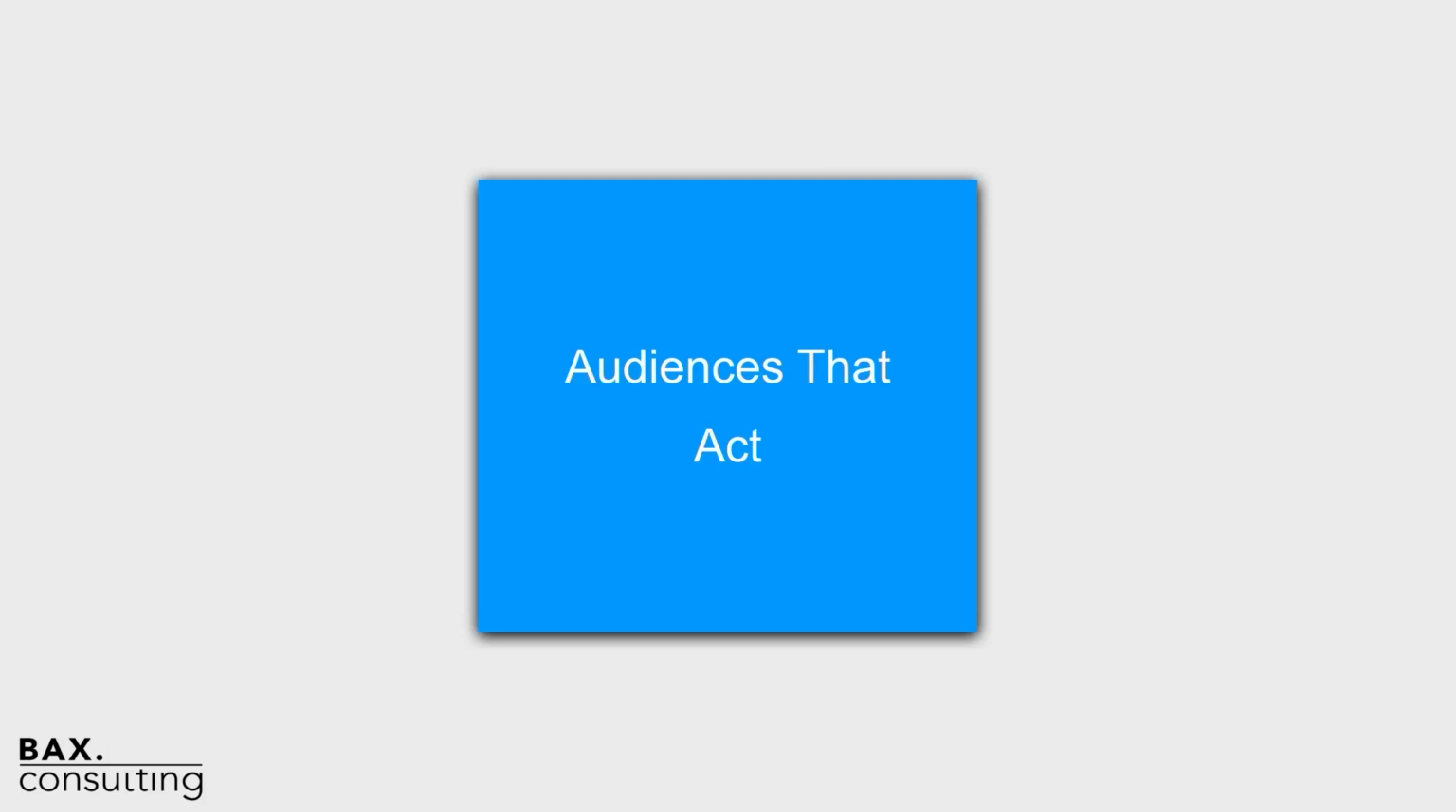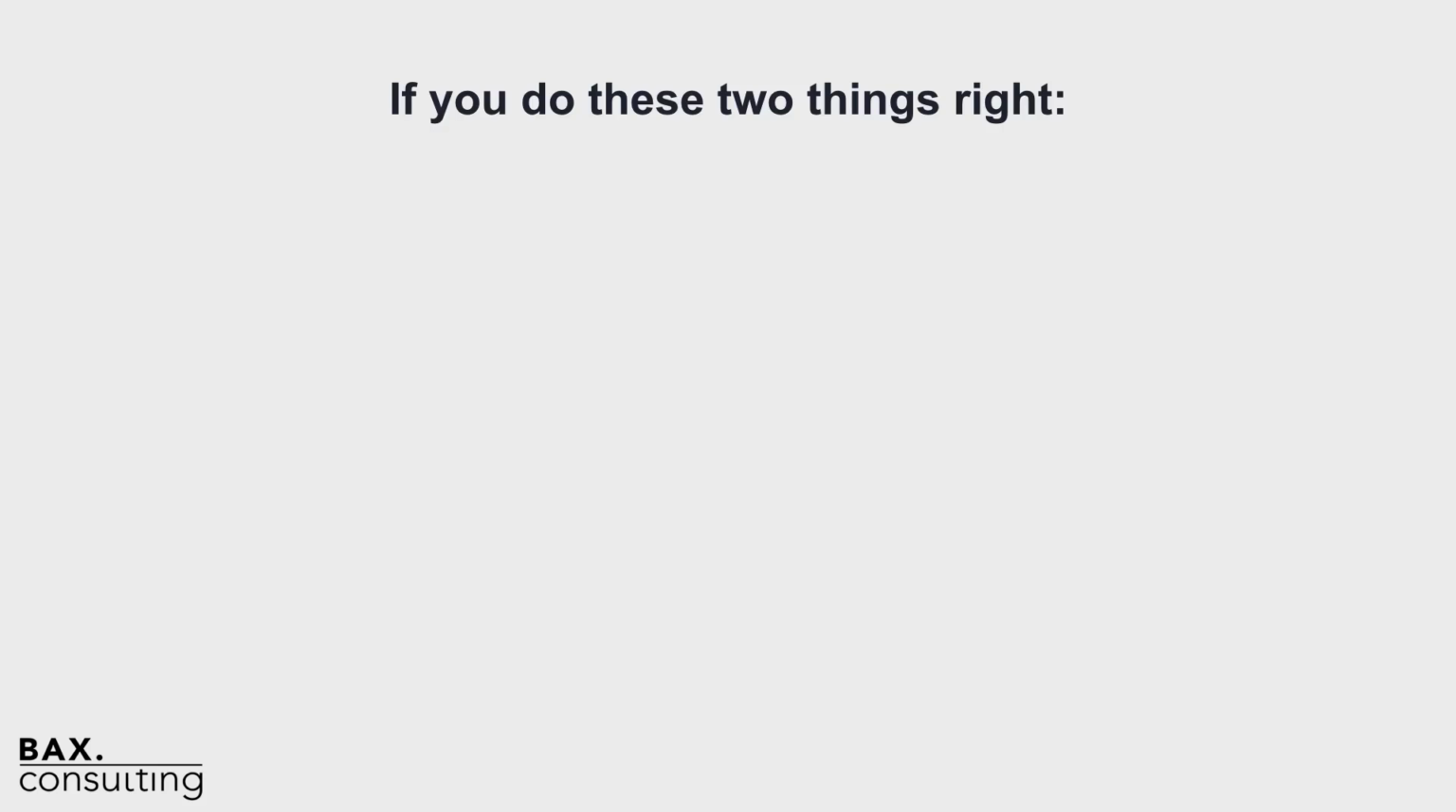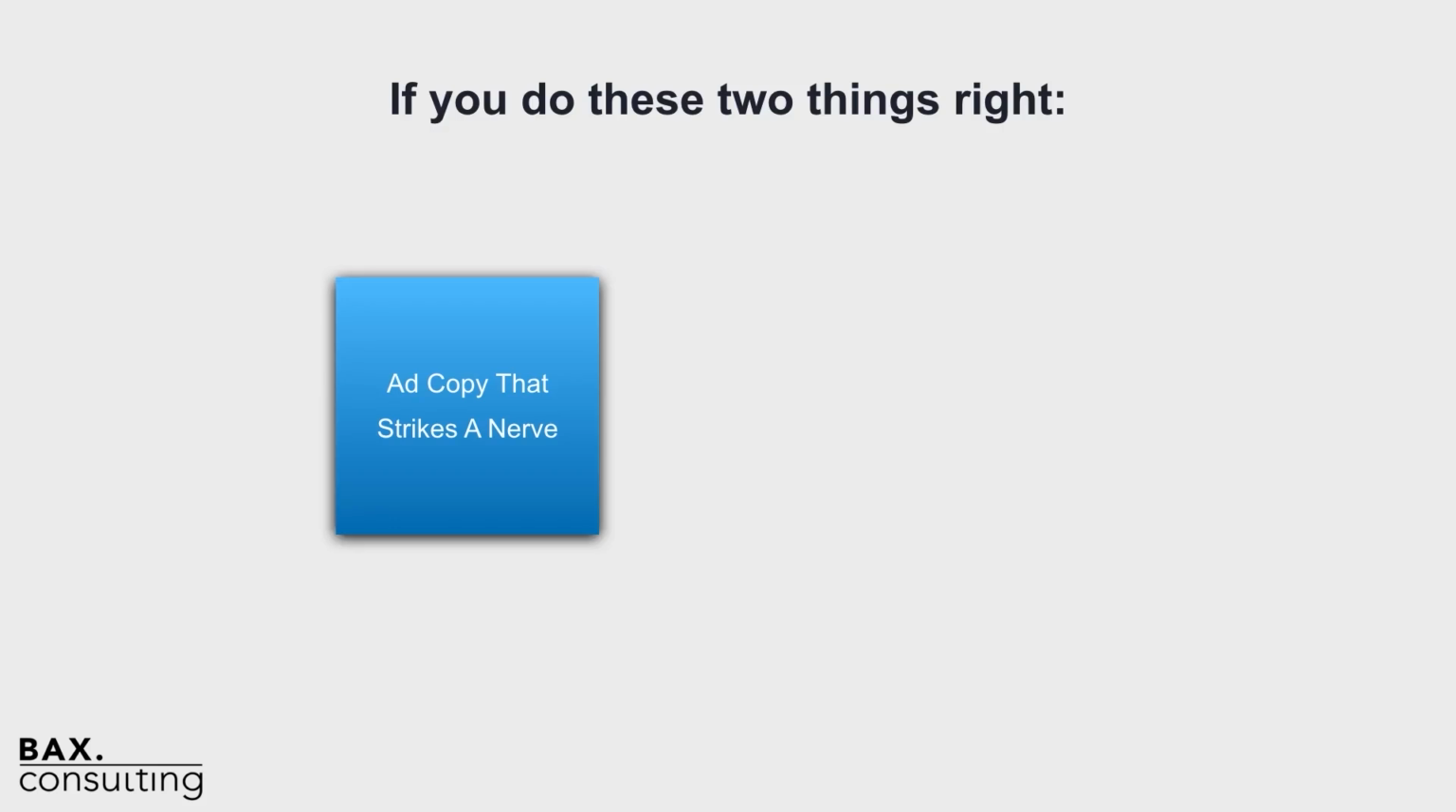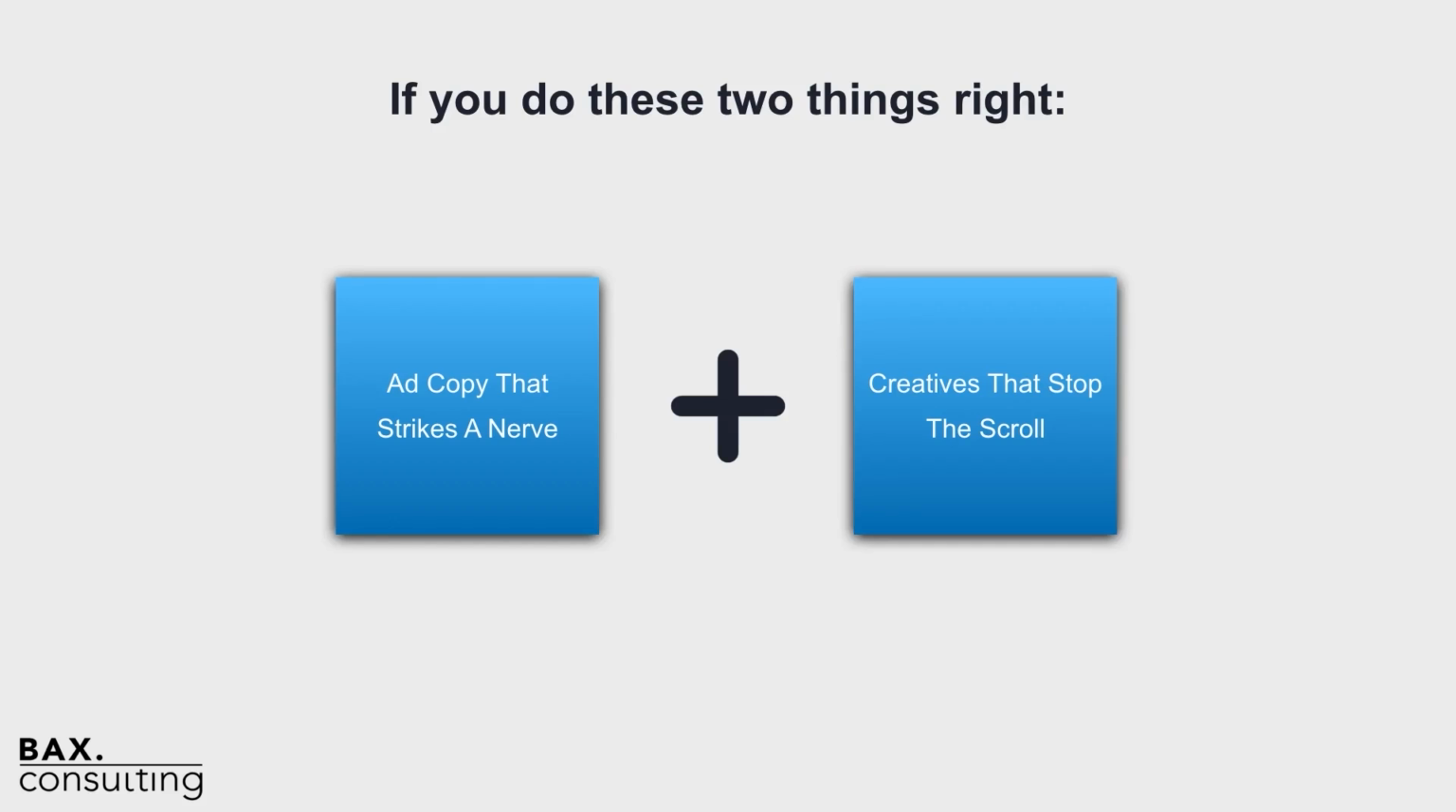Now, let's have a look at audiences that act. Okay, so we've gone through creatives, we've gone through ad copy. Now we need to look at putting those two things in front of audiences that act, okay? So if you do these two things right, you create ad copy that strikes a nerve by truly understanding your ideal customer avatar, etc. Plus creatives that stop the scroll. So you use and leverage creatives that really stop the scroll. They fit into the platform that you're marketing on, and they jump out, they bring your ideal customers scrolling to a screeching halt, okay?